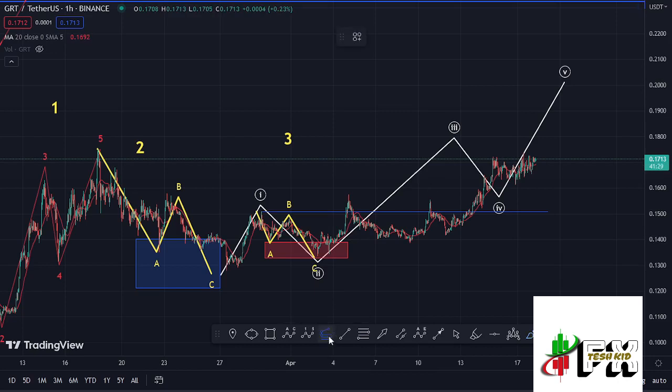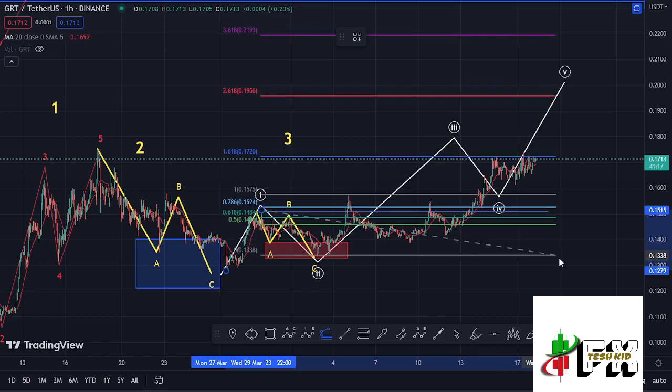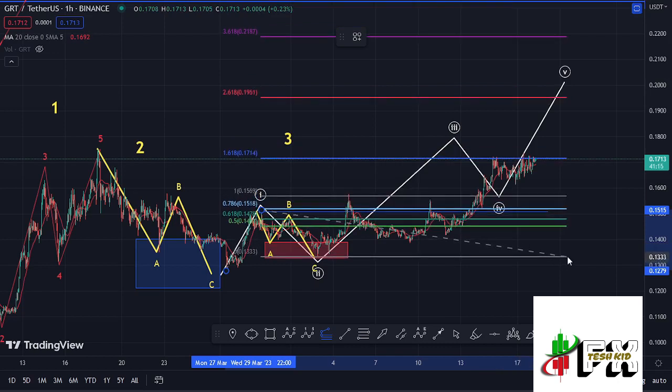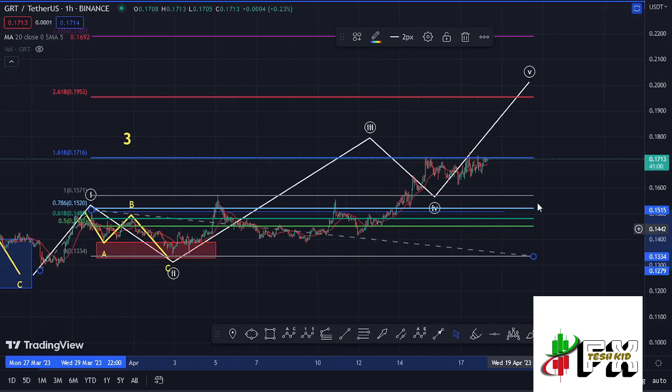And allow me to first give you target areas in the formation of this wave 3 by connecting the Fibonacci's from the low of the first wave to the high of that wave 1, then dragging the fibs to the low of the second wave, and that now gives me a target area in the formation of that wave 3 at the fib level 1.618 as a minimum target area, and that is at around the $0.1716 mark, which is a target area at the time of this recording.